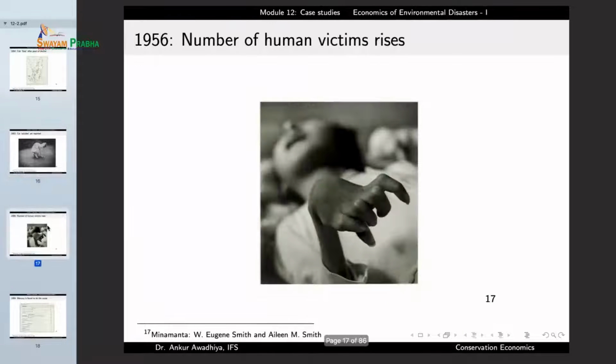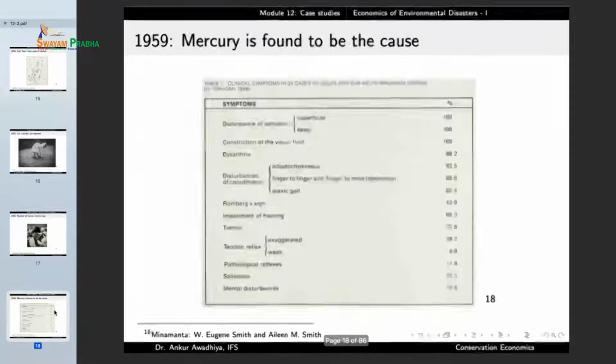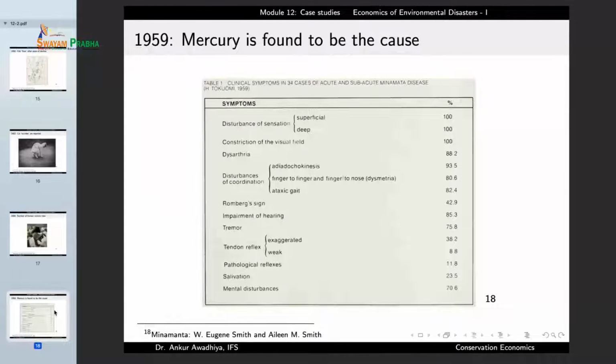Then in a short time, we start observing symptoms in the humans as well. So the humans also start to show very similar symptoms. Their hands, their body parts are now showing symptoms such that their joints are getting affected, they are showing repeated movements, and the number of human victims goes on increasing. And by the year 1959, the scientists and the doctors have discovered that mercury is one of the reasons. So, what are the kinds of symptoms that we observe in the humans?